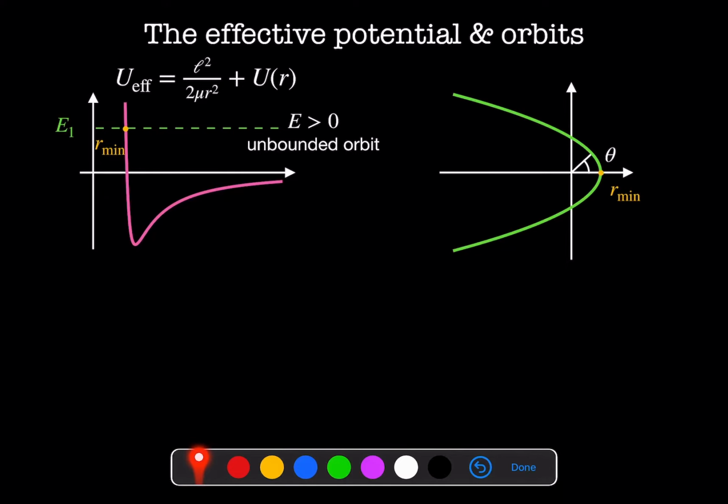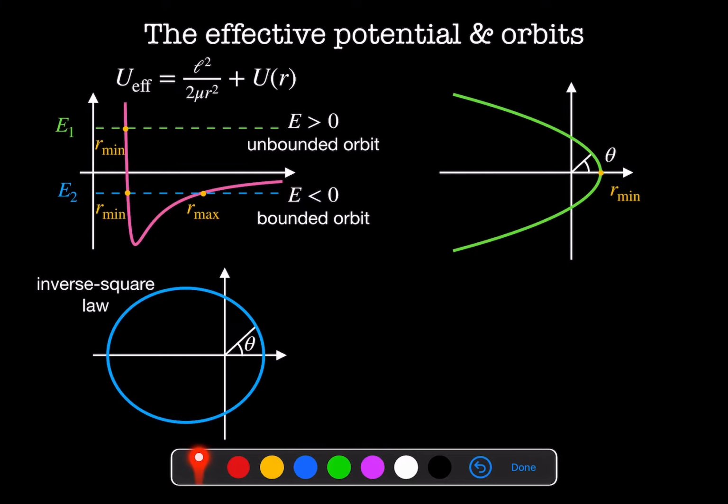Now imagine I have a system with energy E2, which is less than 0. This corresponds to a bounded orbit because there are two turning points, r min and r max, in my system. If I start in this system, I'm going to go back and forth between r min and r max forever.